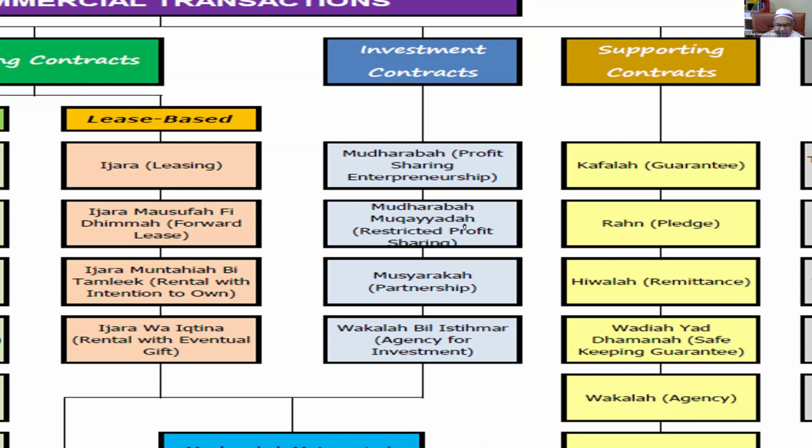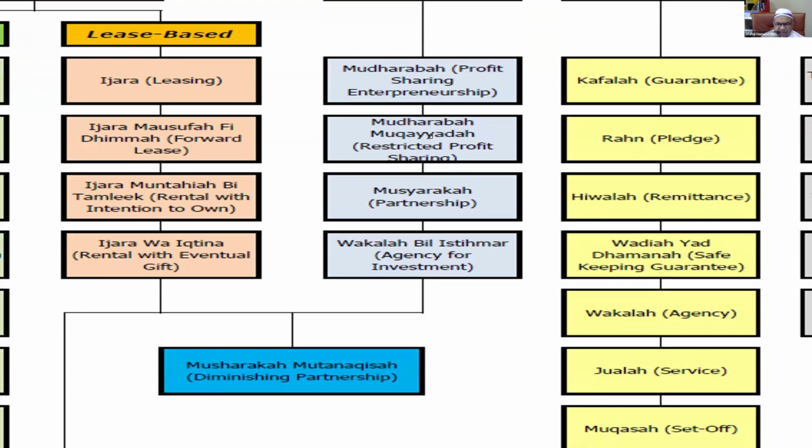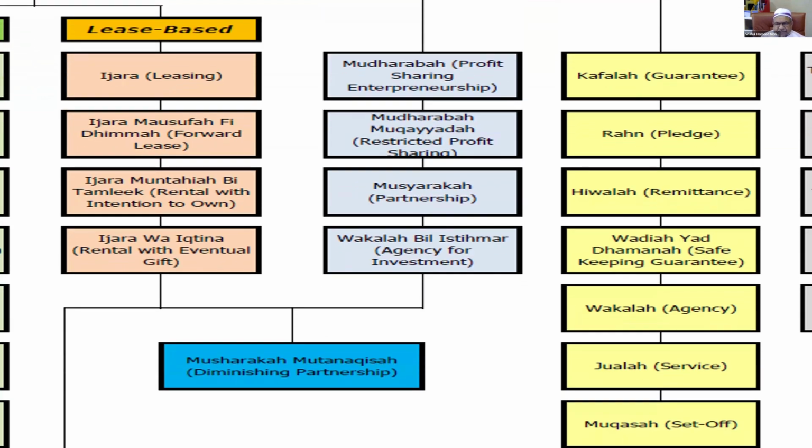So then Mudaraba Muqayyada is restricted profit sharing. That means this is Mudaraba also. But you tell the investor, you can only invest in this. For example, you can only invest in halal securities. You cannot invest in other things. Or you can invest only in ijara, something like that. Okay, so you would put restriction. Whereas unrestricted mudaraba is basically they can do whatever is permitted under the Sharia.